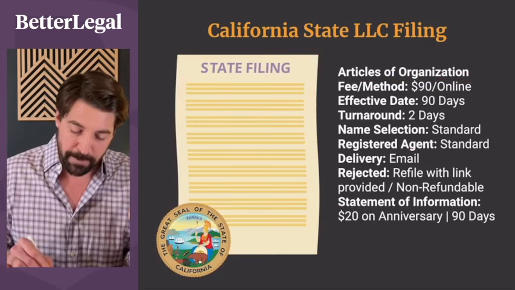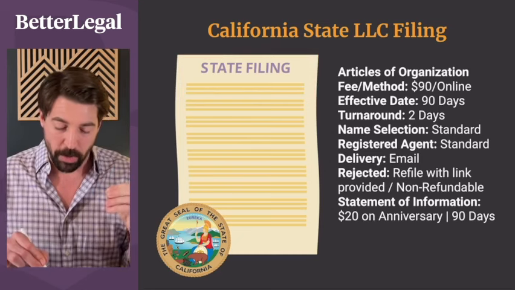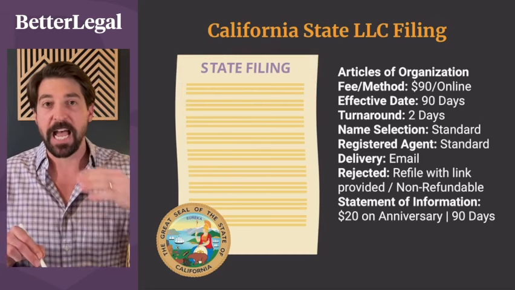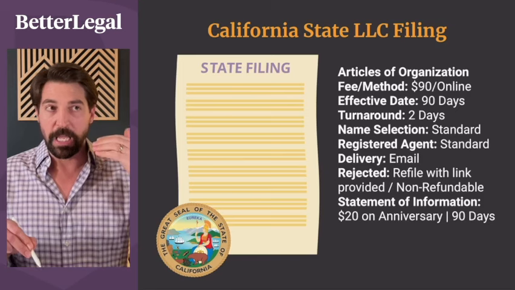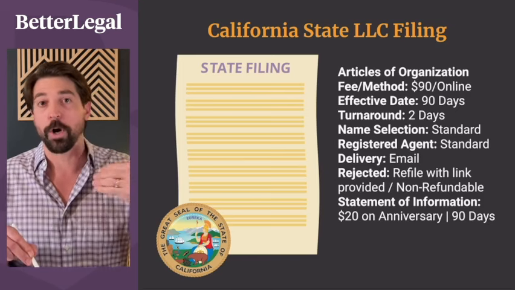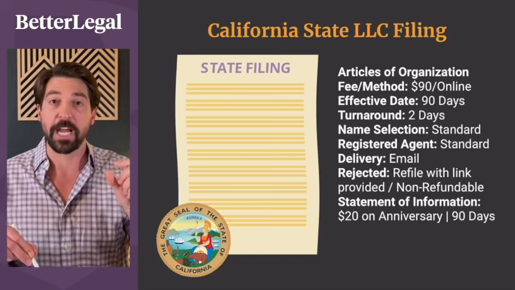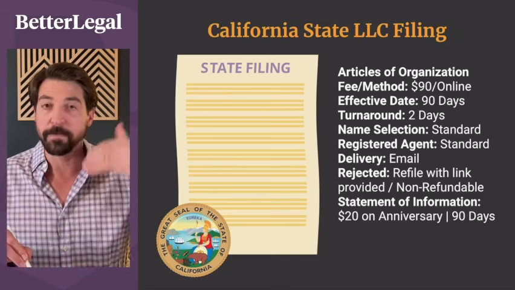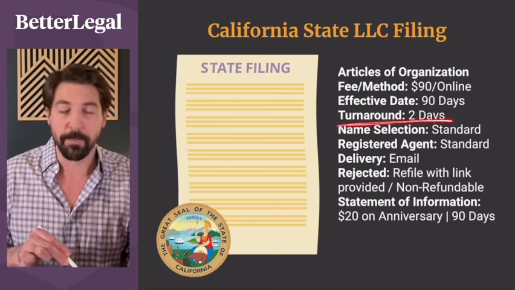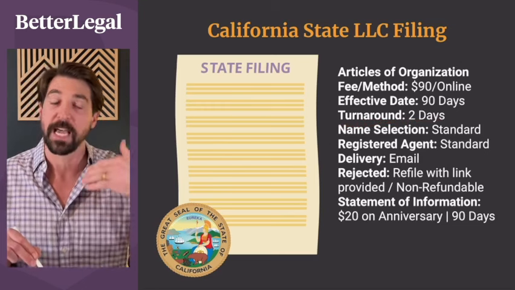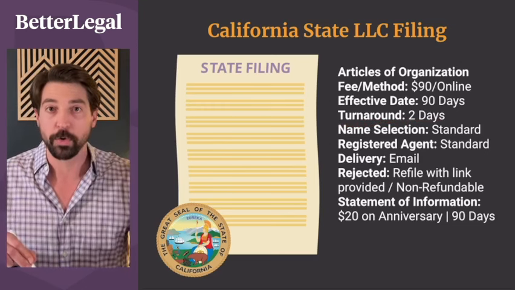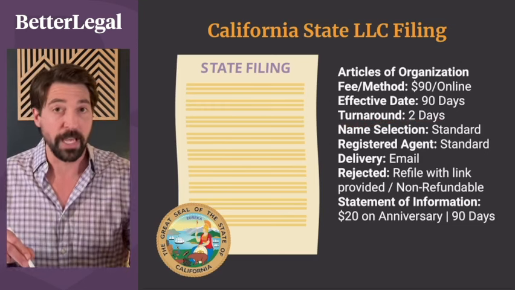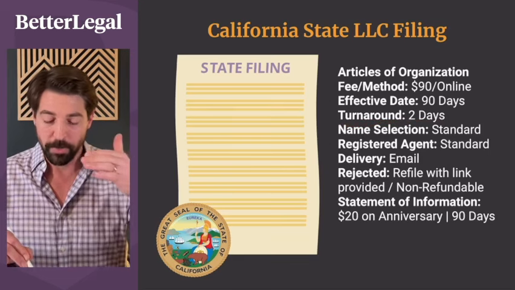The fee is $90. You file it online. The effective date is up to 90 days into the future. So if it's October 15th and you want to start your business January 1st, you can actually set the start date up to 90 days in the future. The turnaround time is roughly 2 business days, but that can take longer. Let's say the flu goes through the state examiner's office or something else, it can take longer, so plan ahead.